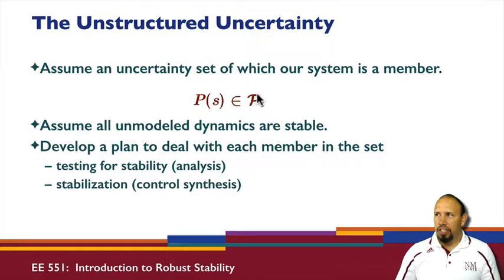We next assume that all the unmodeled dynamics are stable. If there's something in there that we don't know about, it's stable. It's not by itself going to blow up. Generally speaking, if there's something unstable within a system, you generally know about it, and if you know it's there, then you're going to try to model it. So that's an important assumption.